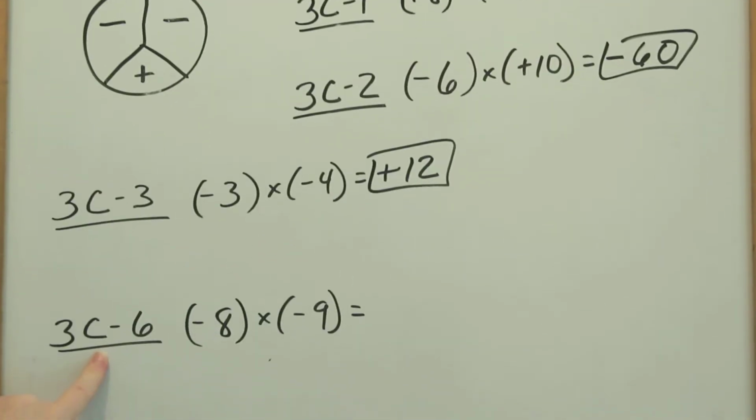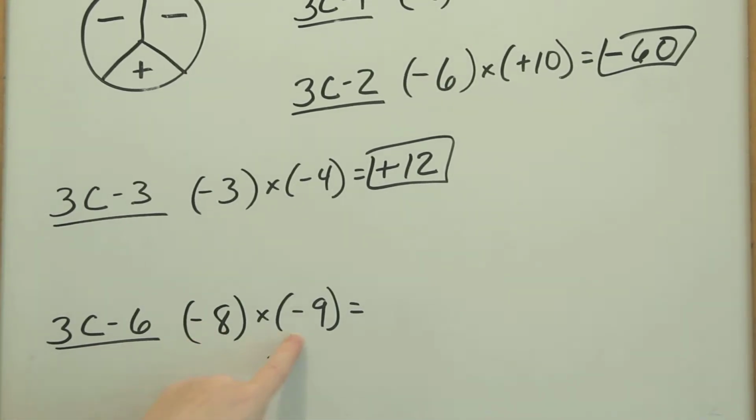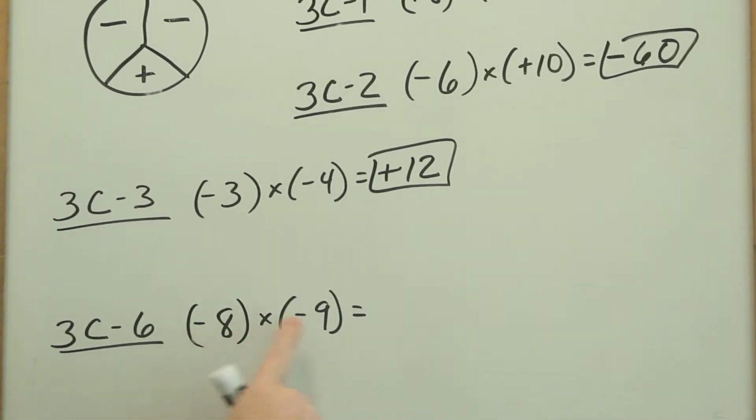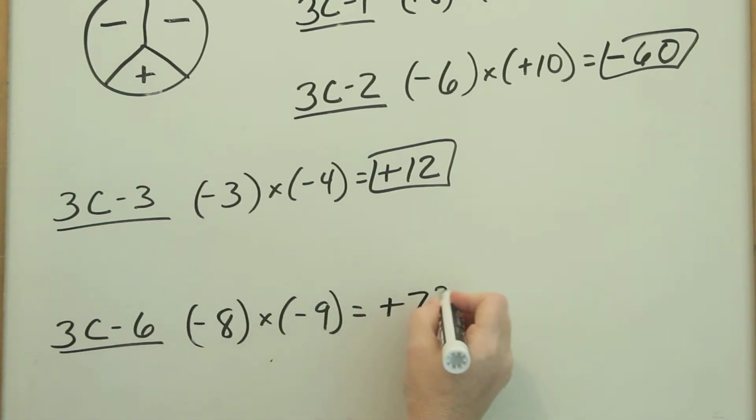Look at 3C number 6. A negative 8 times a negative 9. A negative times a negative is a positive. 8 times 9, 72.